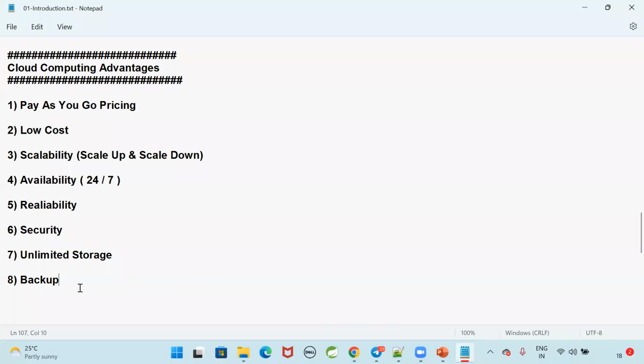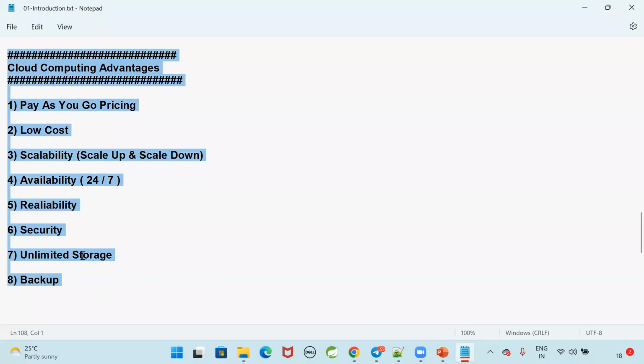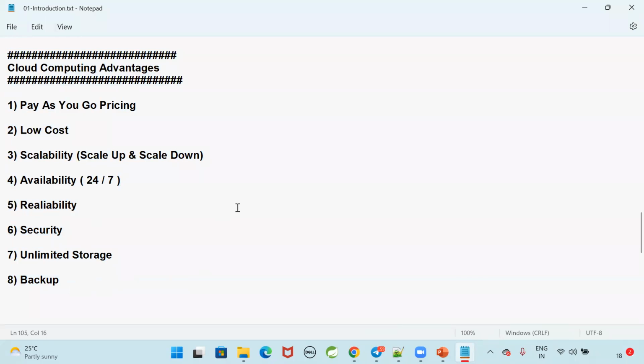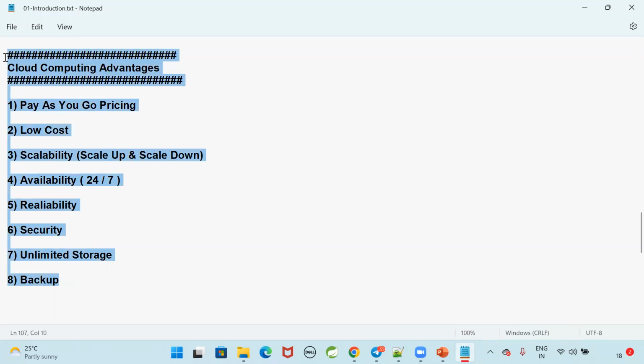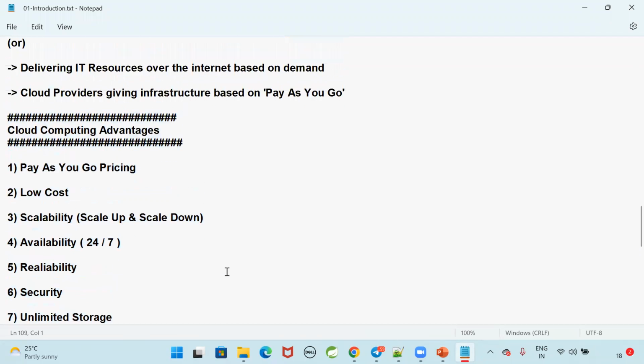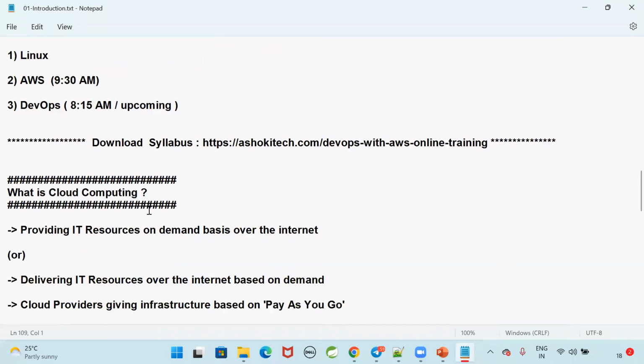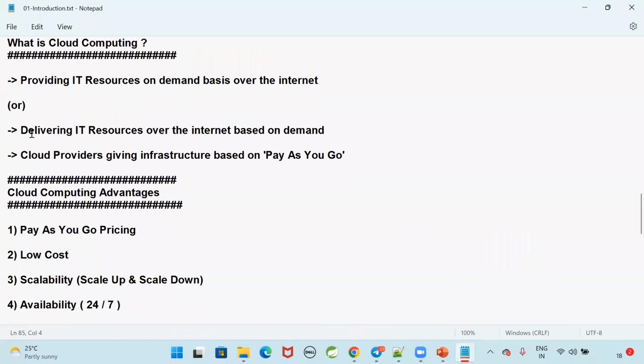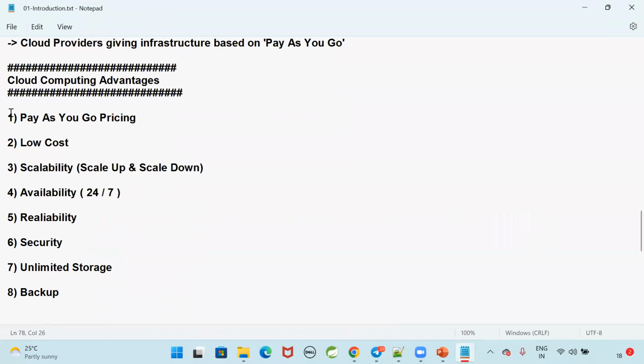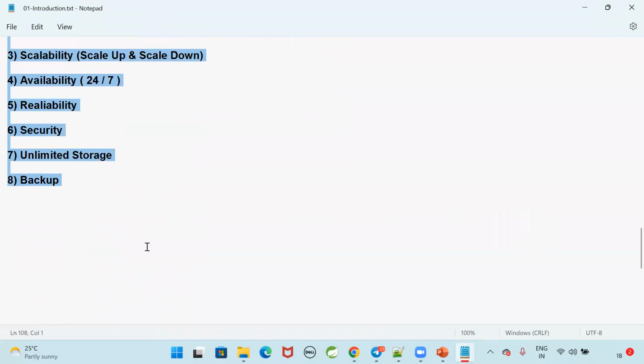So these are all the advantages we have when we go for cloud computing: pay as you go pricing, low cost, scalability, availability, reliability, security, unlimited storage, and backup. Are you clear with my point? What is cloud computing? Delivering IT resources over the internet based on the demand is called cloud computing. So these are the advantages of going for cloud computing.